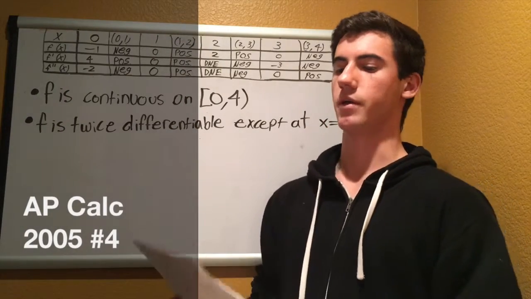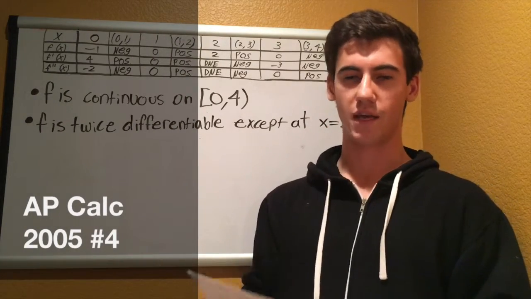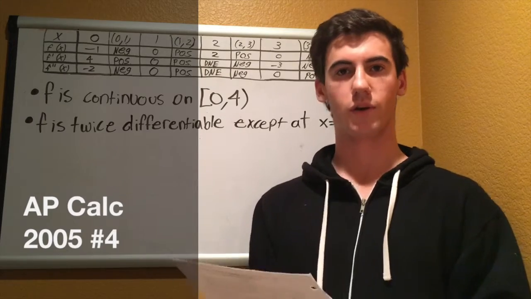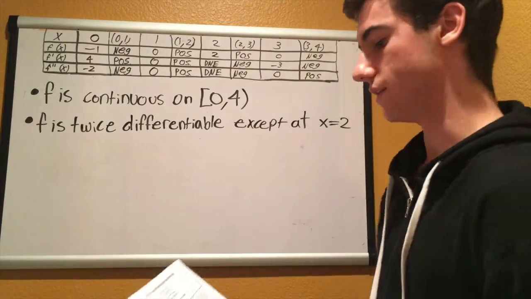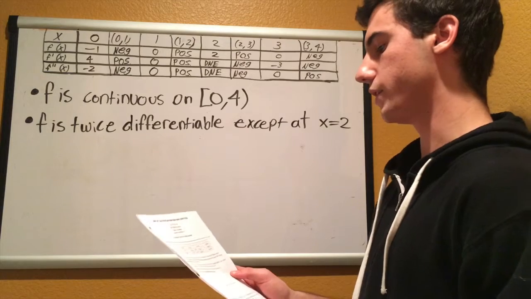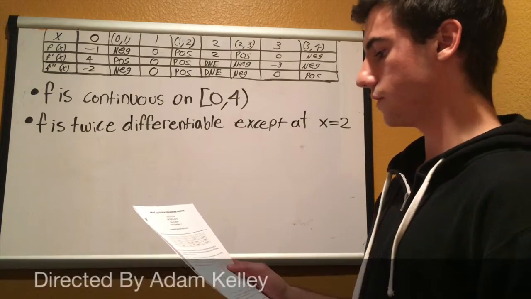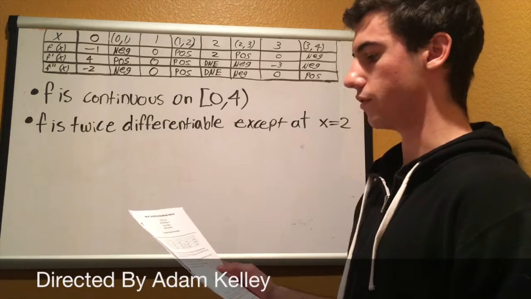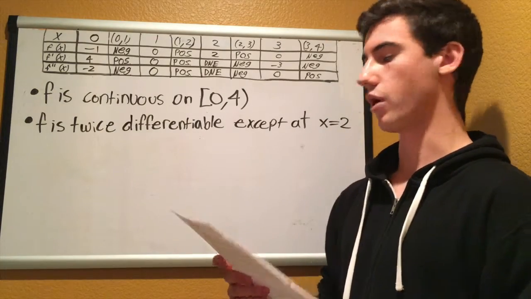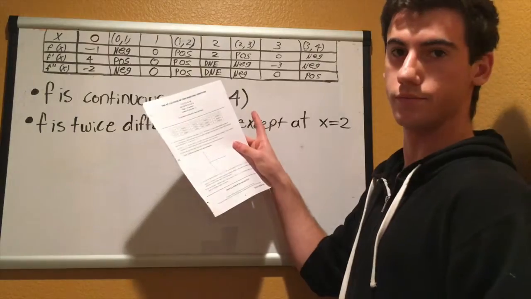Hi, so I'm going to be talking about the 2005 AP Calculus AB FRQ number 4. What it says is, let f be a function that is continuous on the interval from 0 to 4. The function f is twice differentiable except at x equals 2. The function f and its derivatives have the properties indicated in this table.